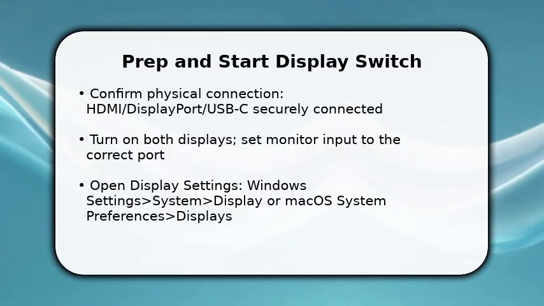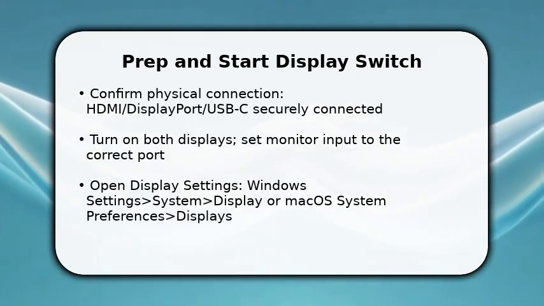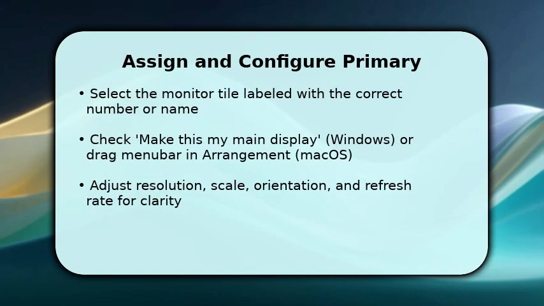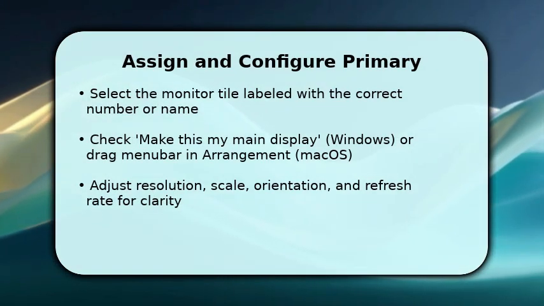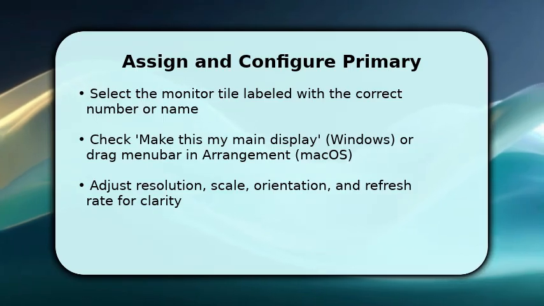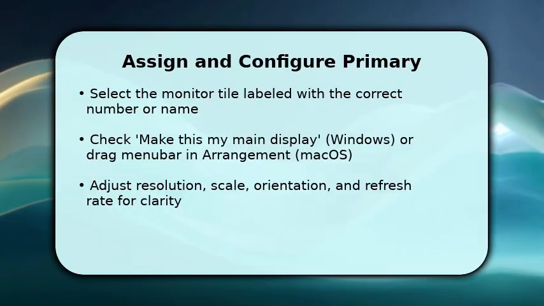Make sure both screens are powered. Then click Detect or press the Detect Displays button so the system lists your monitor. You've detected the monitor. Next, assign it as primary. On Windows, click the monitor tile, then check Make this my main display. On macOS, drag the white menu bar to the monitor in Arrangement.